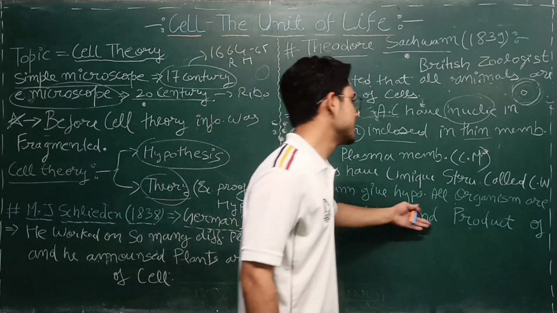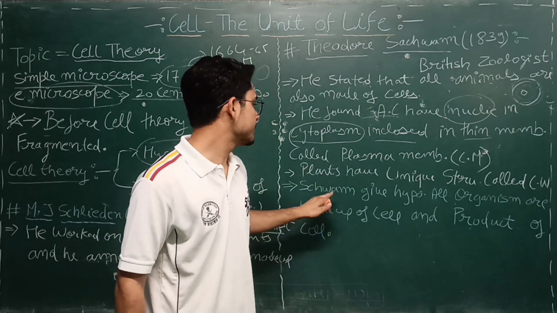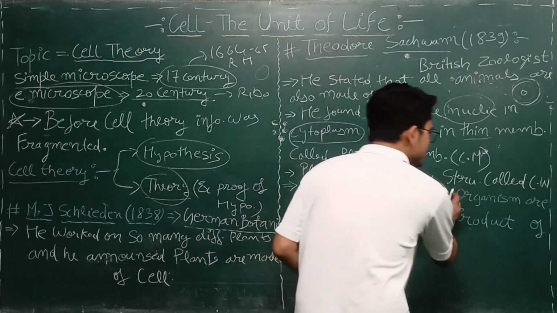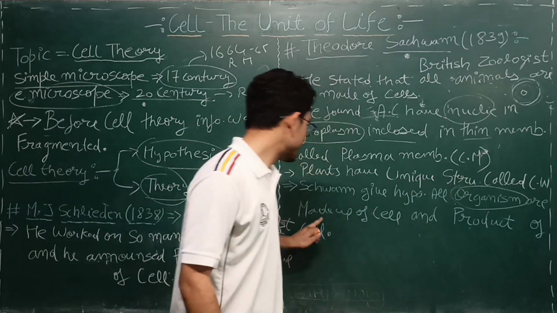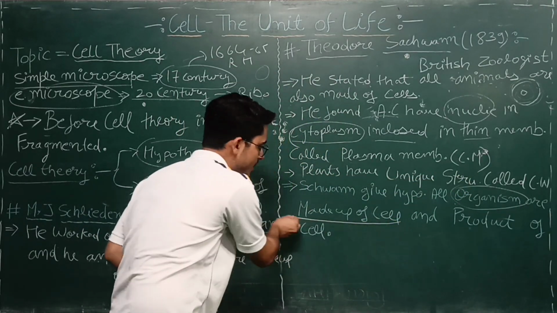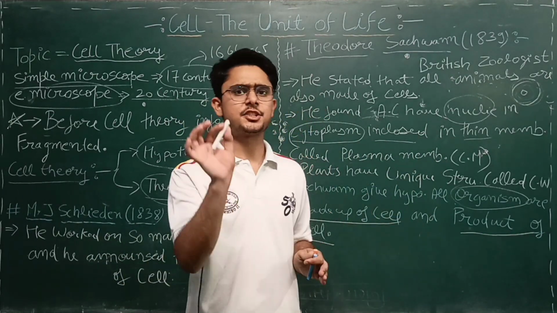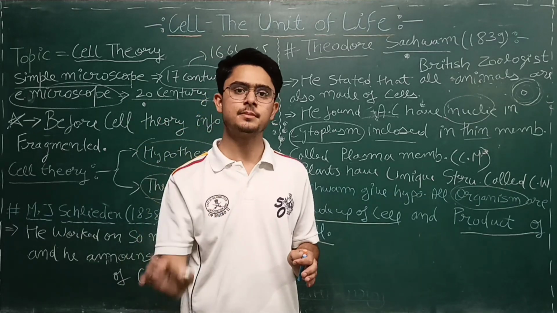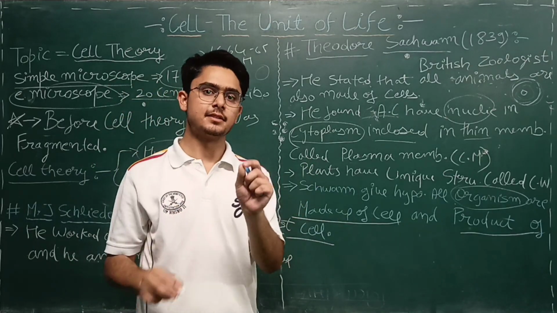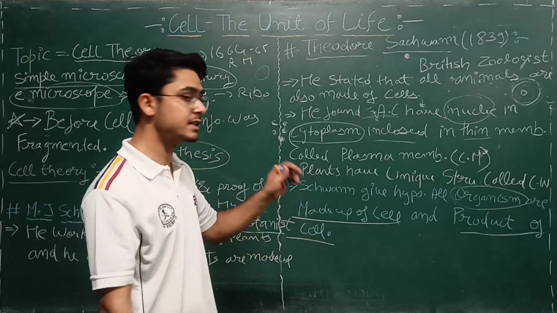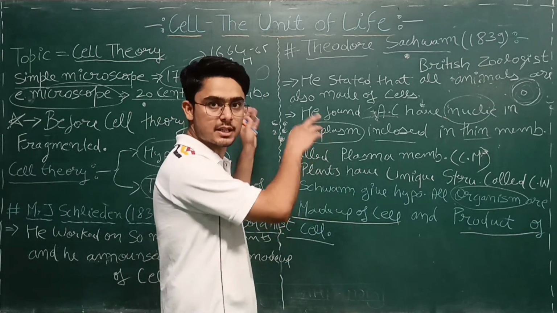Then he gives the hypothesis: all organisms are made up of cells and products of cells. What is it? All organisms, you can say all plants and all animals, are made up of cells and products of cells. We know that the cell is the structural unit of life, structural unit of organism, structural unit of plant, structural unit of animal, all living things present in this world. The cell is the structural unit of that living thing. So we organisms are made of cells. We can easily understand that from the cell definition.